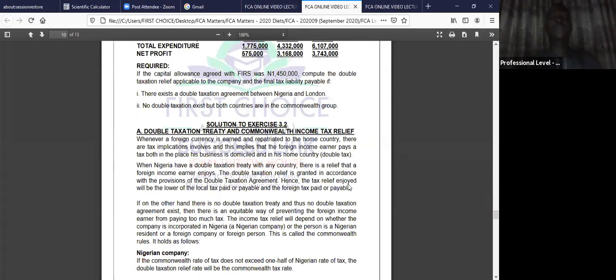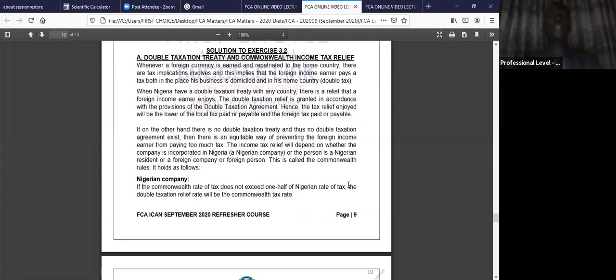Okay, now look at the answer to the A part. Whenever a foreign currency is earned and repatriated to the home country, there are tax implications involved. And this implies that the foreign income earner pays a tax both in the place his business is domiciled and in his home country. That is double tax.